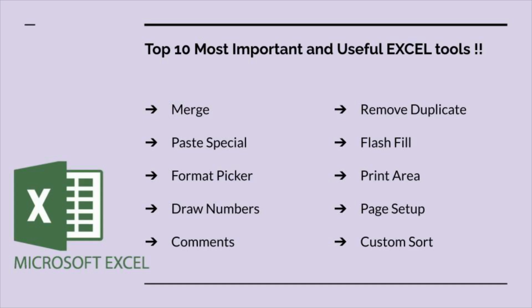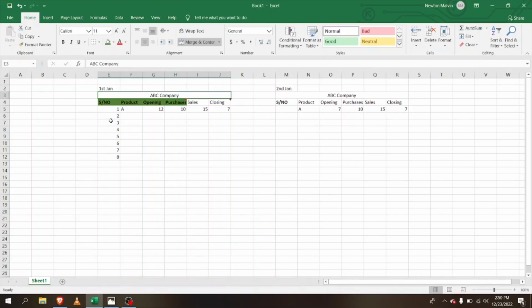And next we have remove duplicates. For instance, if I have, let's say, 8, 7, 3, 2, 1, 5. Okay, so there are some duplicate numbers here. So I'm just going to select all of these.